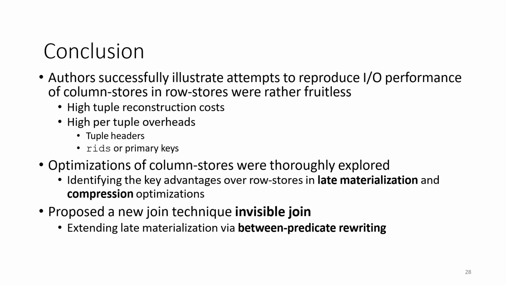Conclusion. The authors successfully illustrate that attempts to reproduce I/O performance of column stores in row stores were rather fruitless, due to high tuple reconstruction costs and high per-tuple overheads: tuple headers, record IDs of primary keys. Optimizations of column stores were thoroughly explored, identifying the key advantages over row stores in late materialization and compression optimizations. They proposed a new join technique, the invisible join, extending late materialization via between-predicate rewriting.